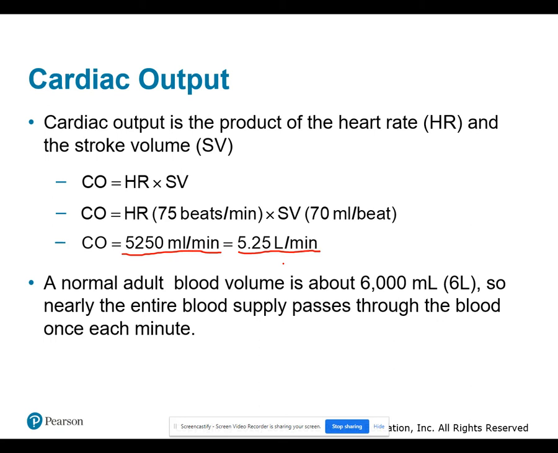And this is where I brought in that fun fact for you guys the other day. A normal adult blood volume is about 6,000 milliliters, or about 6 liters. So nearly the entire blood supply passes through the heart each minute. So once each minute. Imagine that.